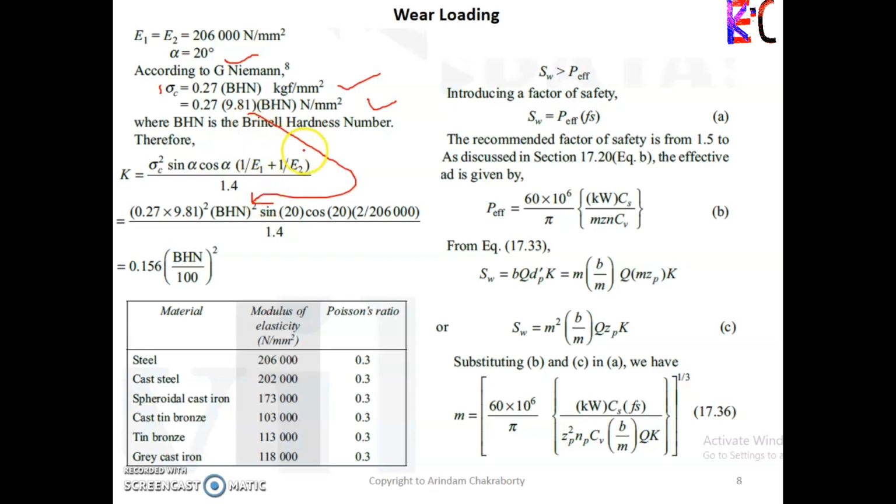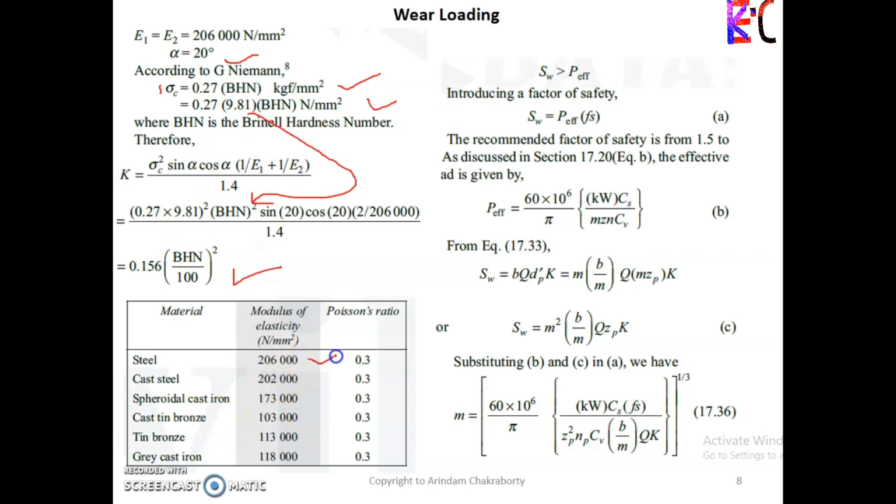Okay, now E1 and E2, if both are still mentioned, and alpha is 20 degree, I could get this standardization, that is BHN equals 0.2156 BHN by 100. Now from where did I get the steel?